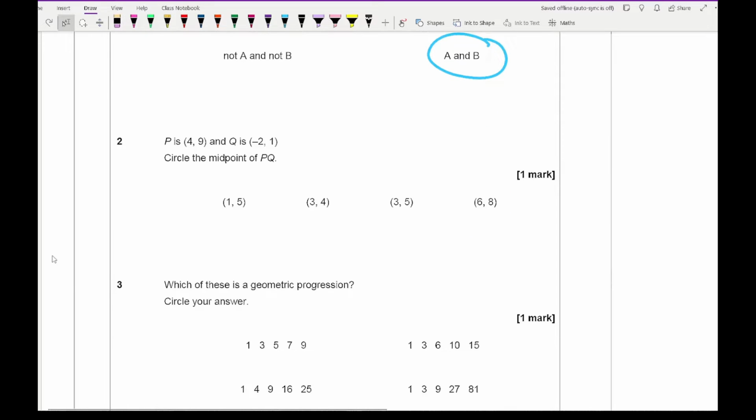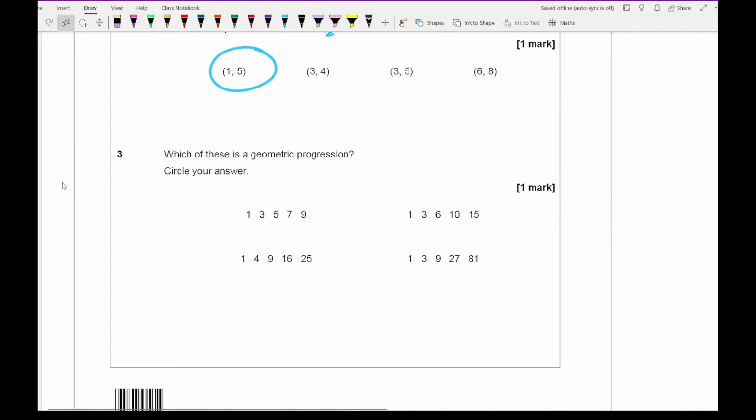For question 2, it says P is at 4, 9 and Q is at minus 2, 1. Circle the midpoint of PQ. So the midpoint is basically where you add up the x ordinates and divide by 2. So 4 plus minus 2 is 2, divided by 2 gives me 1. And add the y ordinates: 9 plus 1 is 10, divided by 2 is 5. So we're looking for the coordinates of 1, 5, which is our first option.